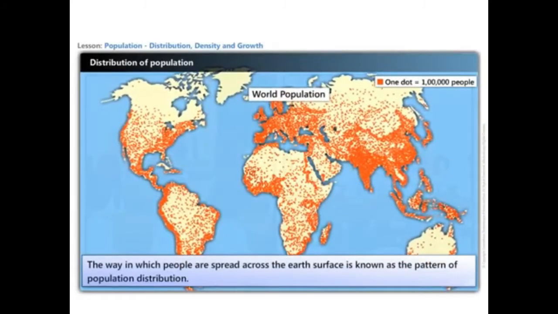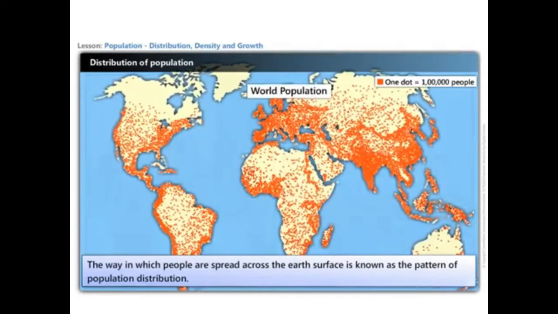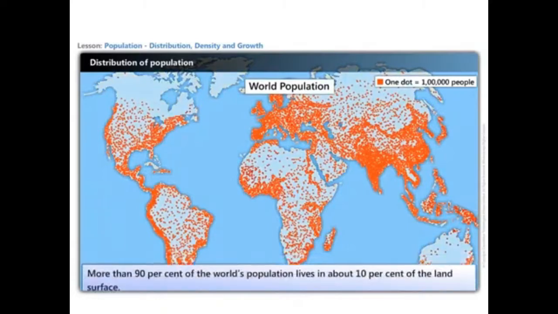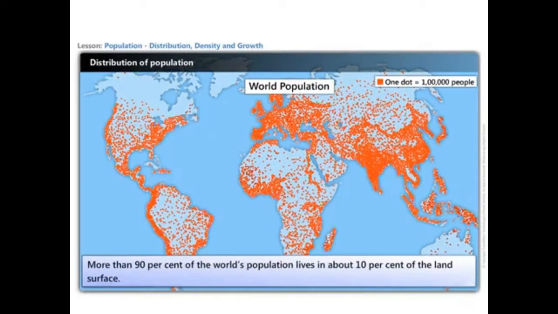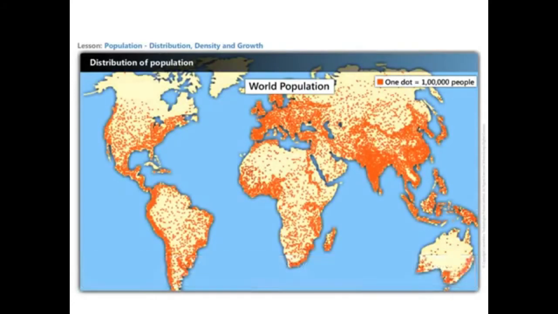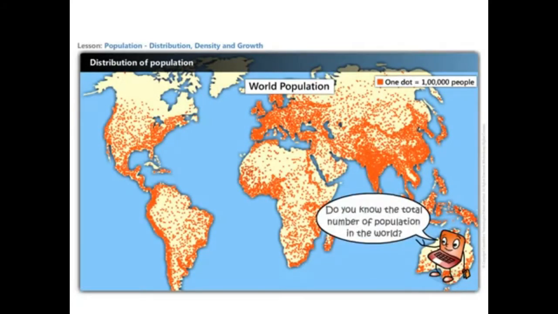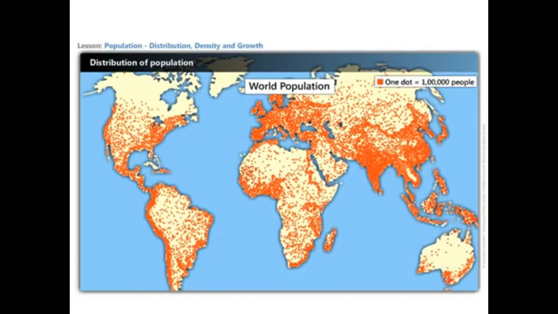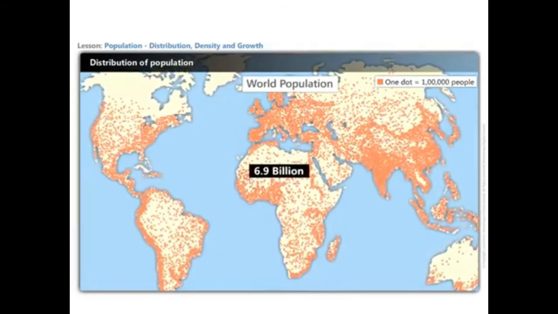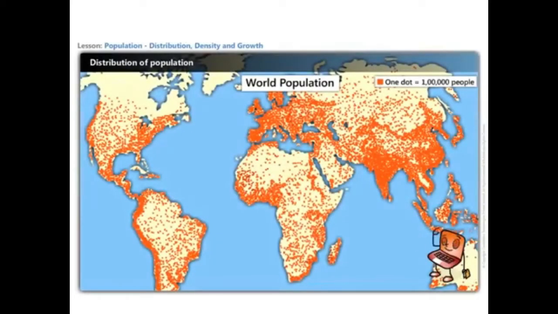The same way people are spread across the Earth's surface. This is known as the pattern of population distribution. More than 90% of the world's population lives in about 10% of the land's surface. Do you know the total number of population in the world? By July 2011, we have had more than 6.9 billion people in the world.